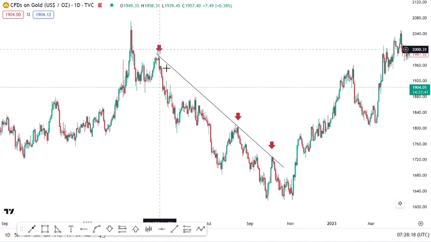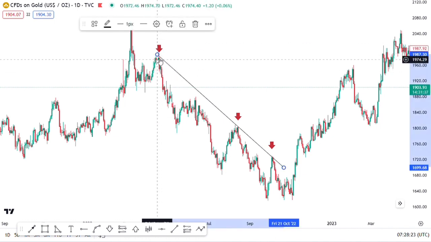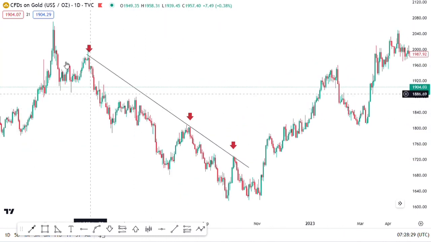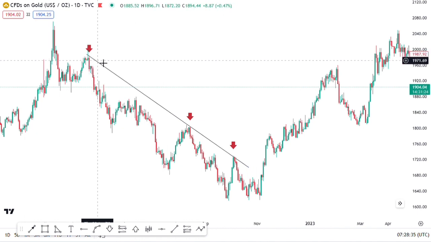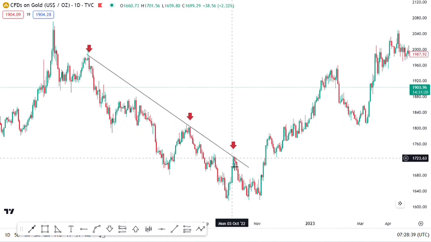This is how you connect the trend. You can draw through the wicks, but never through the bodies of the candlestick. This is a wick right here, and then I connected my trend line on the body of the candlestick.